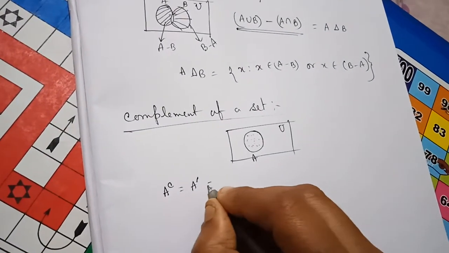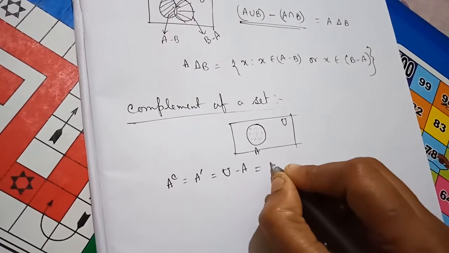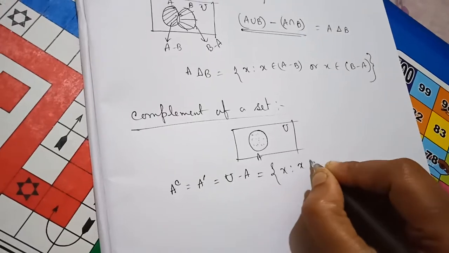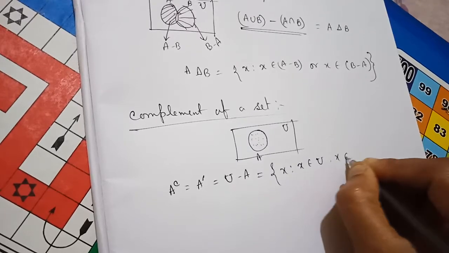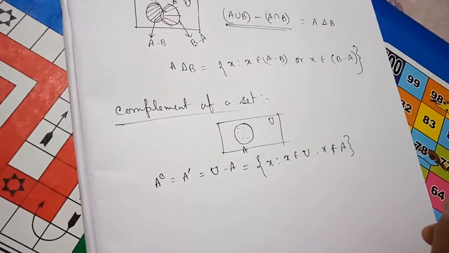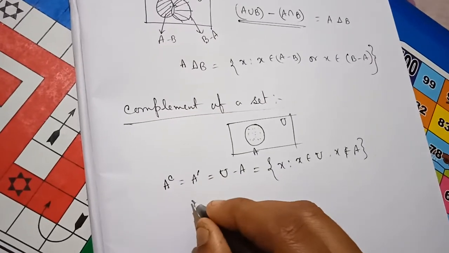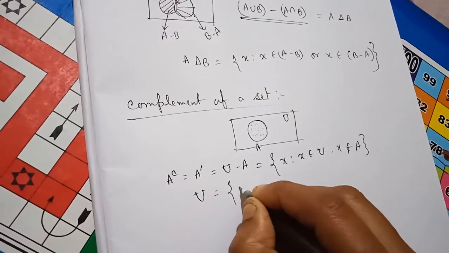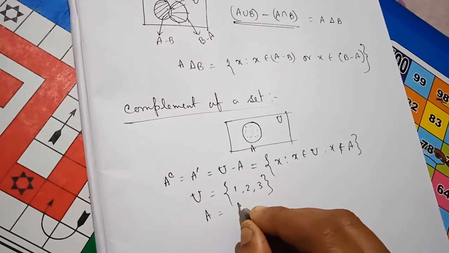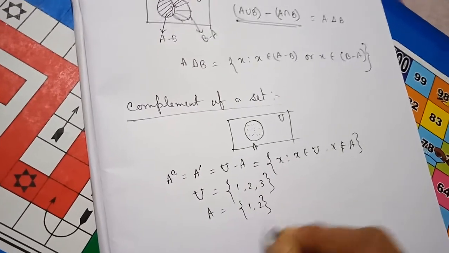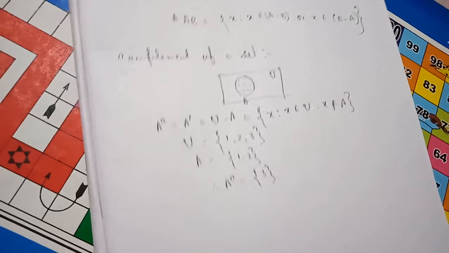Symbolically, it is denoted as A complement or A prime. Or you can write U minus A, universal set minus A, which equals the set of X such that X belongs to U but X does not belong to A. So this is A complement. Like suppose U is 1, 2, 3, and A equals 1, 2. Then A complement will be 3.